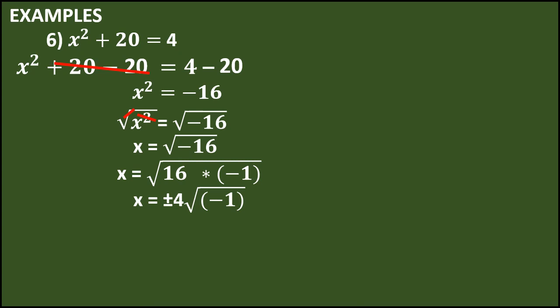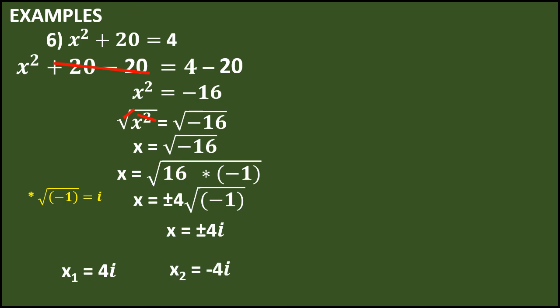And negative 1 inside the radical sign is another number, and we can change that as an imaginary number. So how can we change that? If we have the square root of negative 1, that will be equal to i as an imaginary number. So our answer will become x is equal to positive negative 4i. Our x1 is equal to 4i, and our x2 is negative 4i.